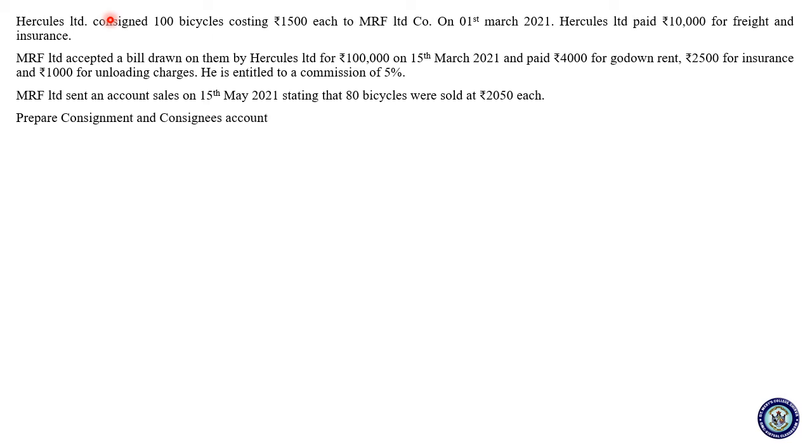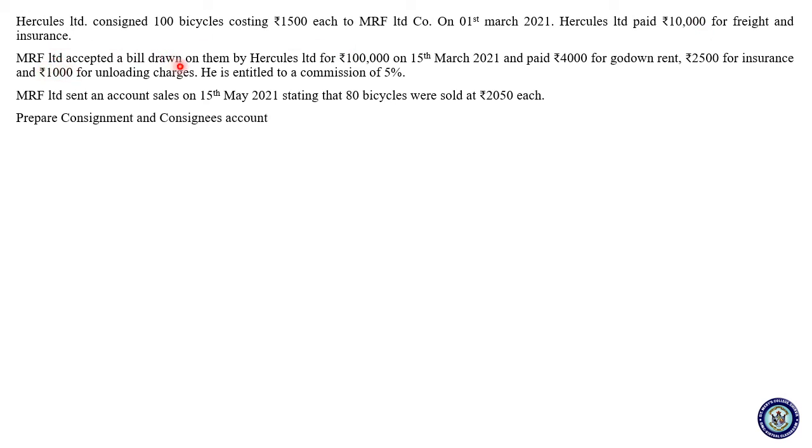Okay, so Hercules Limited consigns 100 bicycles costing rupees 1500 each to MRF Limited. So here Hercules Limited is the consignor because he is supplying the goods to MRF Limited. So MRF Limited is the consignee. The goods have been consigned at the cost of 1500 on 1st March 2021. Hercules Limited paid 10,000 for freight and insurance. So this is the non-recurring expenses of consignor.